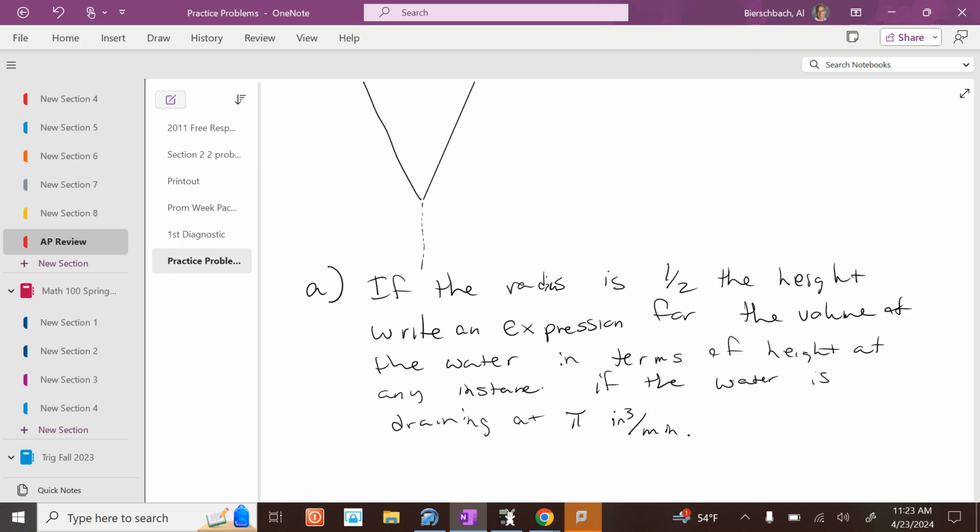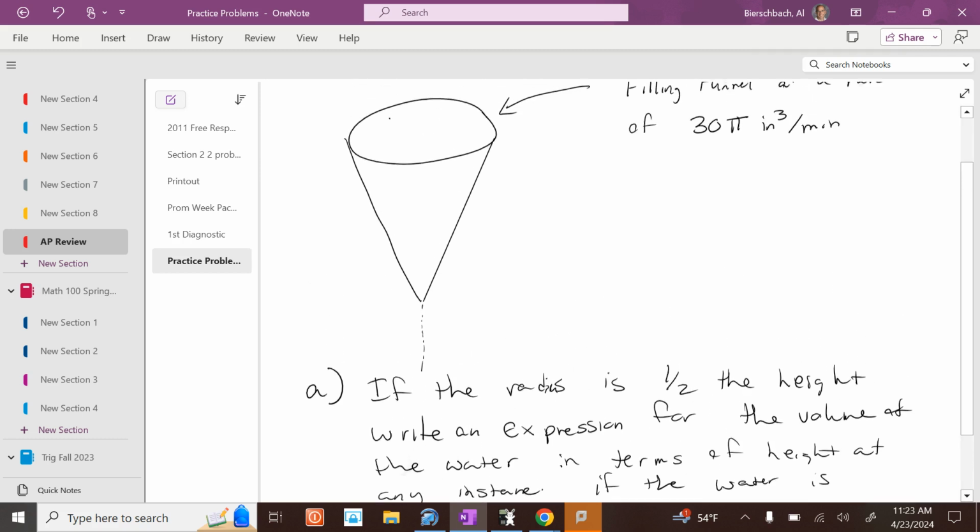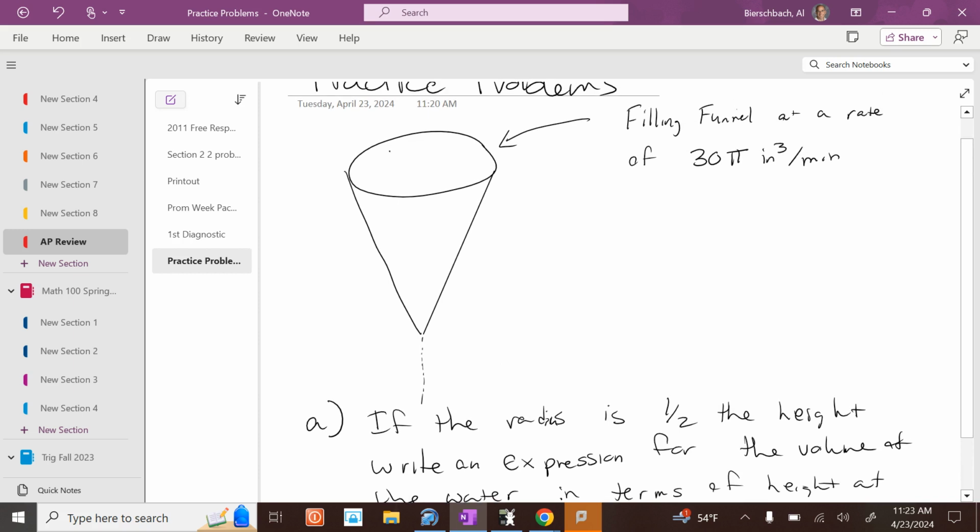Okay. So where do we start? Volume of a cone. If we just write down the volume of a cone formula, that's a great start. What is the volume of a cone? 1/3 pi r squared h, right?